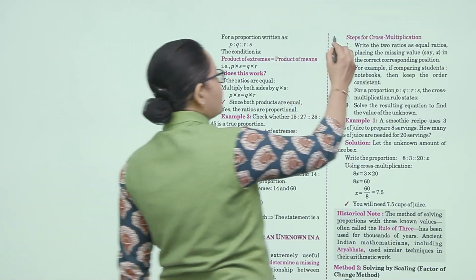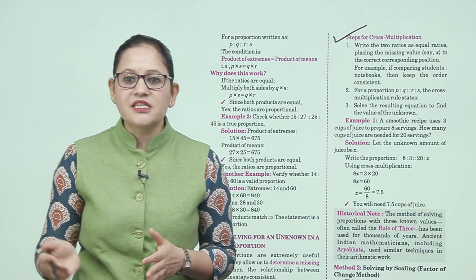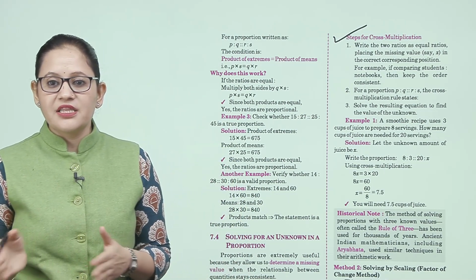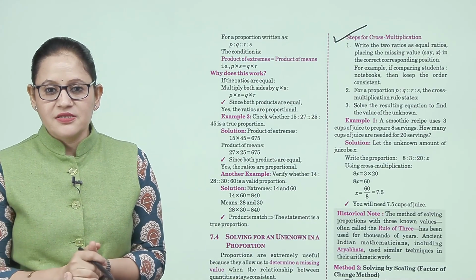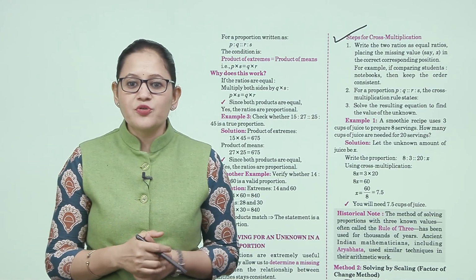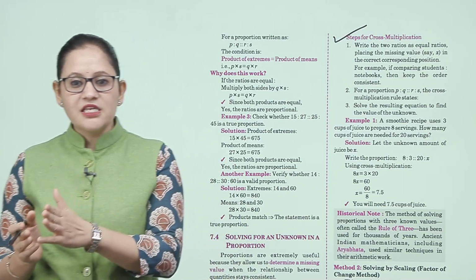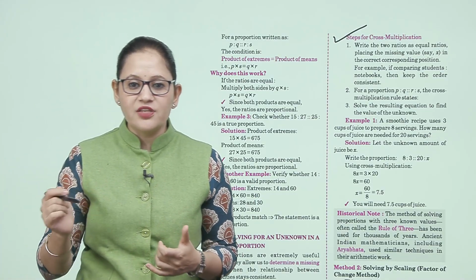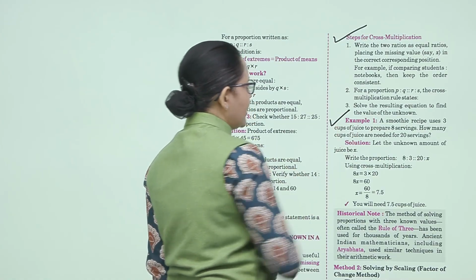So, steps for cross multiplication. Write the two ratios as the equal ratio, placing the missing values in the correct corresponding position. For example, to keep the order consistent for the proportion P ratio Q proportionate to R ratio S, the cross multiplication rule states: solve the resulting equation to find the value of the unknown. We will understand it with an example.